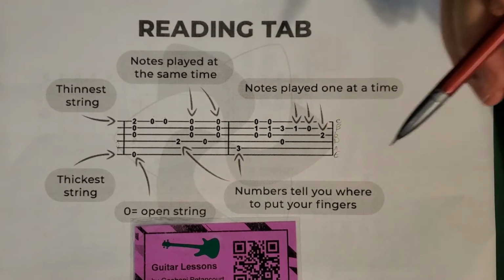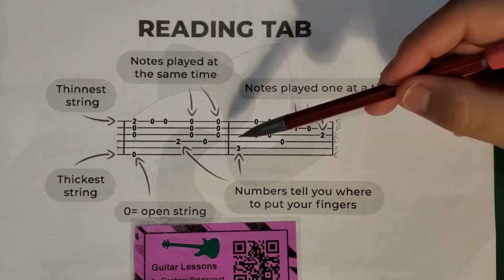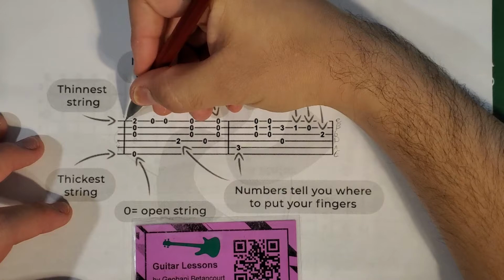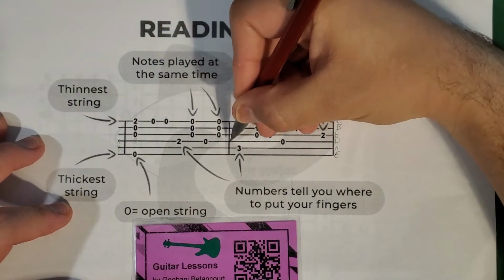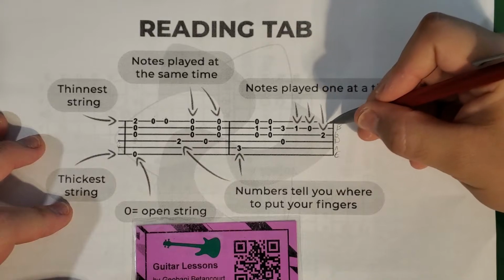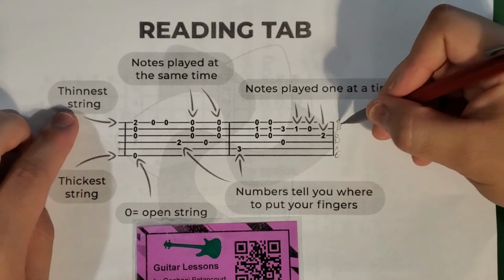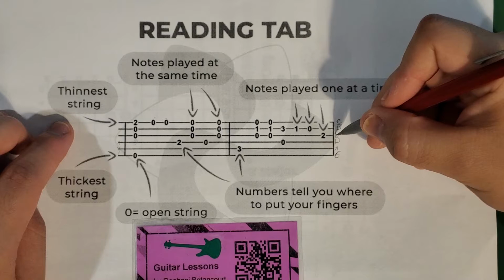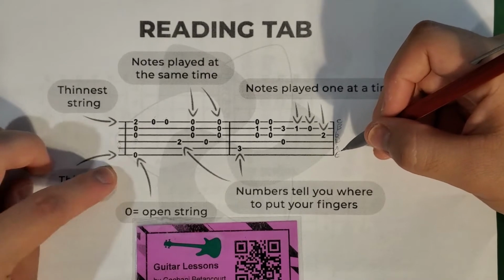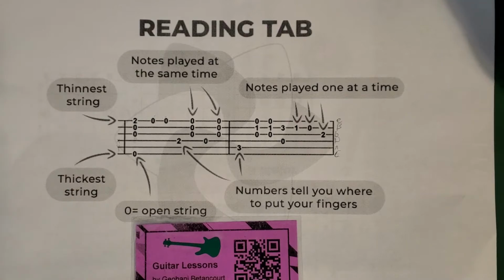So let's orientate ourselves and figure out how this tab represents the guitar. Here we have 6 strings, 1, 2, 3, 4, 5, 6, and I've labeled them over here. This right here is the thinnest E string. So this is E, B, G, D, A, and E, with the thickest E string right here. Each of these lines represents a guitar string.